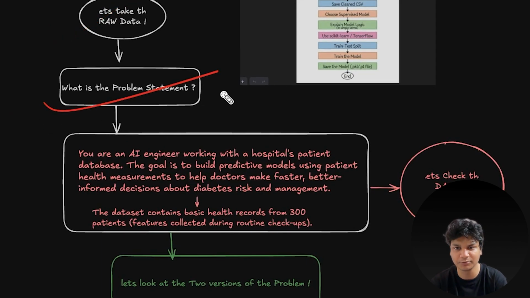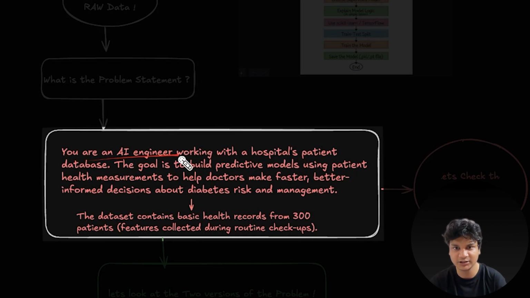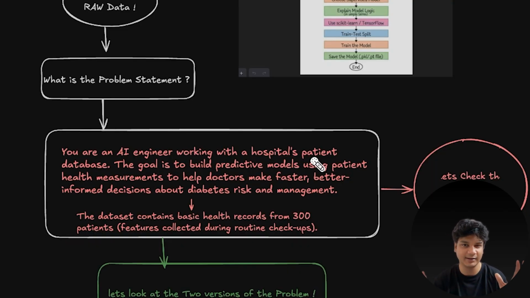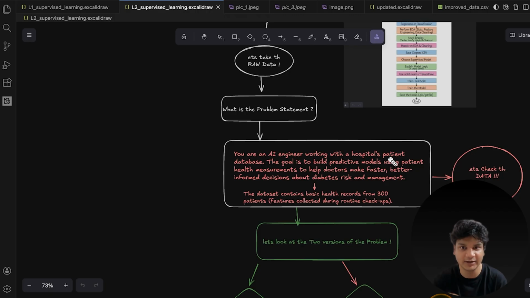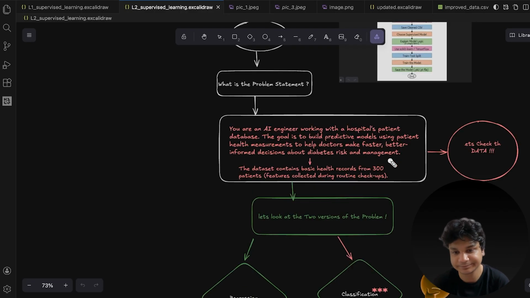Now, what is our problem statement? You are an AI engineer working in a hospital patient database. You have access to all the hospital patient records. Someone would have recorded them, written them down in their notebook, and given them to you. And then it is your task to build a system which can predict whether the patient has diabetes or not diabetes, right?